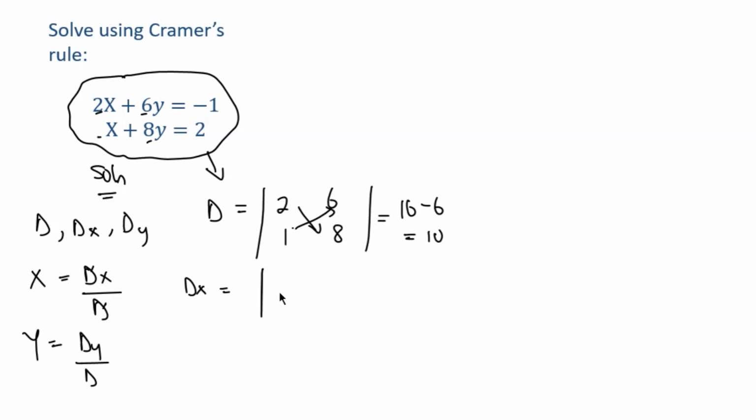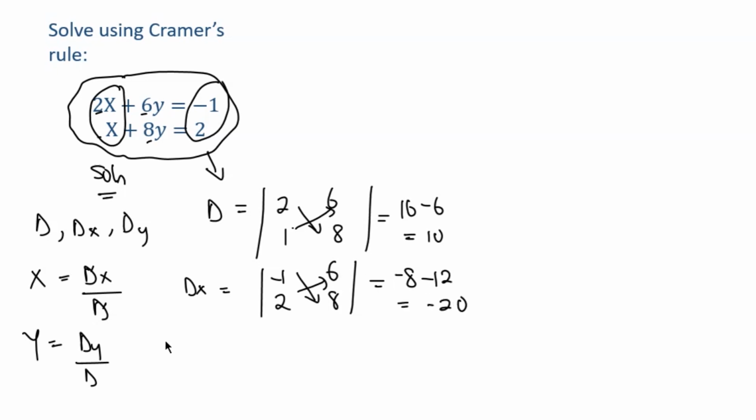Dx is equal to this. All we just need to do for x is that the x variable, which is this part of the problem, we have to replace it with this value, meaning that we replace the x part with minus 1, 2, and the other parts, 6 and 8, will still be the same. So we end up having minus 1 times 8, that gives us minus 8, minus 2 times 6 is 12, right? So that gives us what? Minus 20.